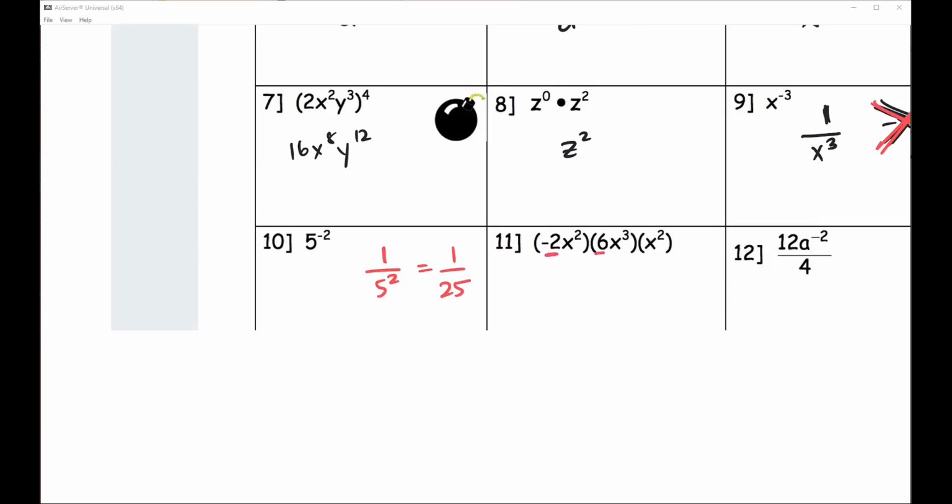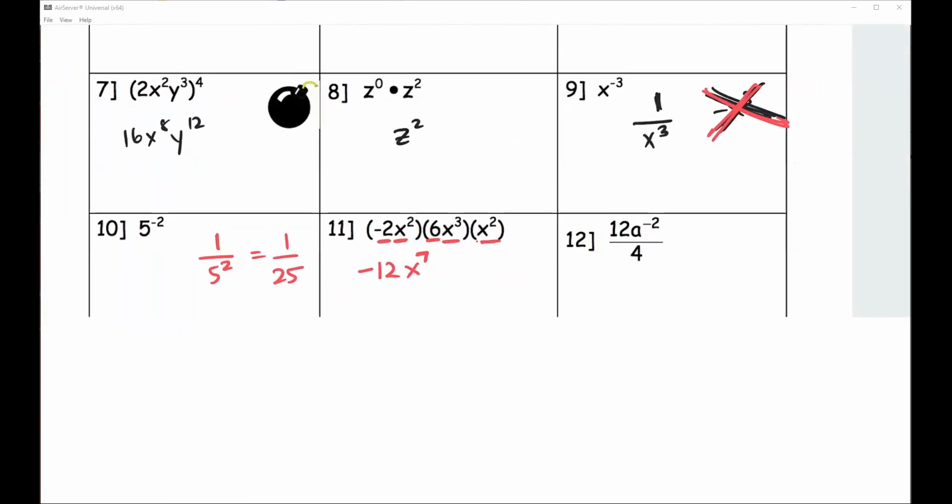-2 times 6 times 1 is what? -12, right? X squared, x cubed, x squared is what? X to the. What is it? 12? 7. Okay, 7, because you're just adding them. Okay. Cool. All right. And again, you should have practiced some of this on Delta Math last week. All right. That was the gist of what I was trying to get across. Okay. All right. Number 12.